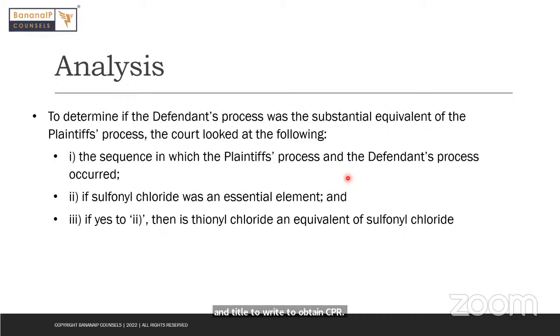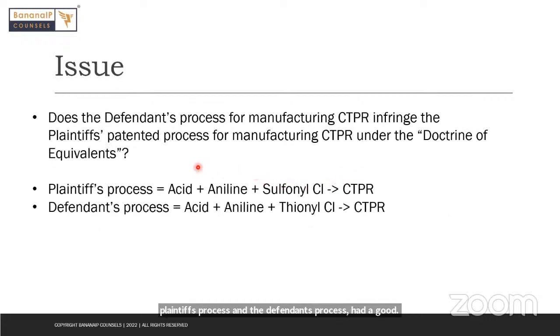So, in order for the court to determine if the defendants did infringe under the doctrine of equivalence, the court first looked at the sequence in which the plaintiff's process and the defendant's process had occurred. As the plaintiff's process simply said combining the acid with the aniline compound and the sulfonyl chloride, this combining could occur in various combinations. For example, you could combine the acid with the aniline compound first and then combine it with the sulfonyl chloride, or you could combine the acid with the sulfonyl chloride first and then combine it with the aniline compound. And like that, there were various orders in which you could perform this combining.